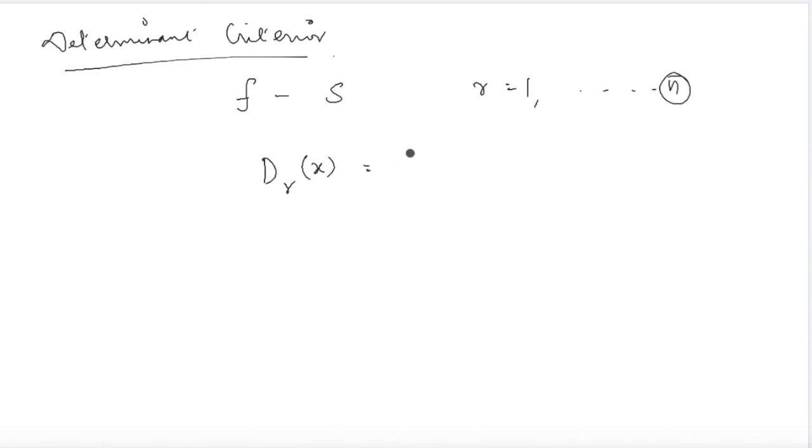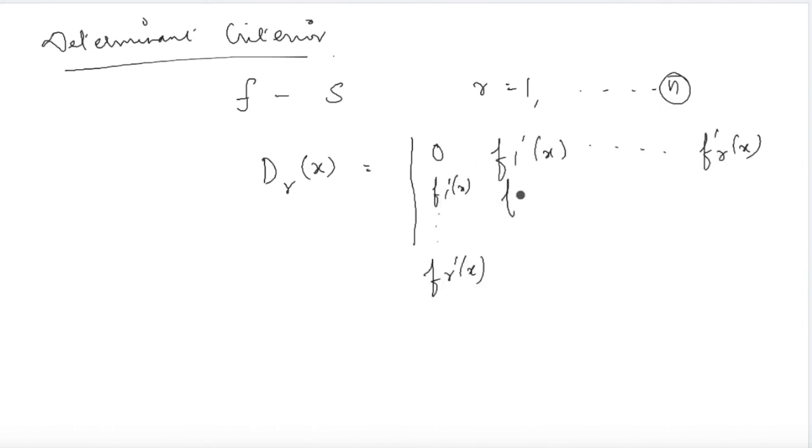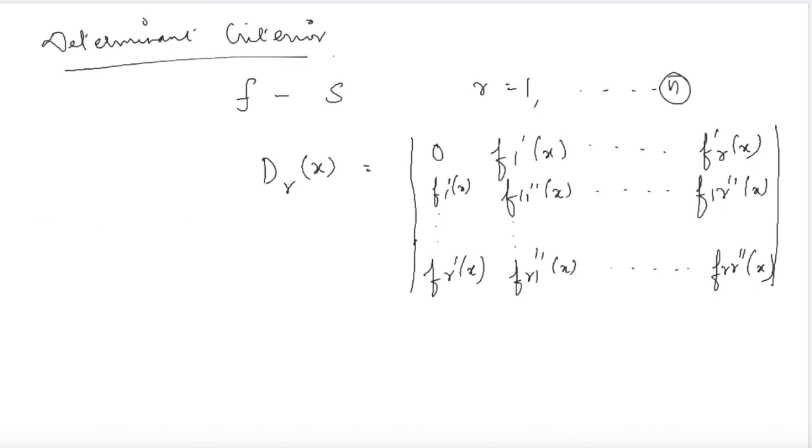So first let's define this bordered Hessian matrix. So this bordered Hessian matrix will, and inside you will have the usual Hessian matrix. So basically आप एक usual Hessian matrix बनाओगे of order r, where r can range from 1 till n, and you will border it with the first order partial derivatives. So in the first row you will have 0, f1 prime till fr prime, and in the first column 0, f1 prime till fr prime.